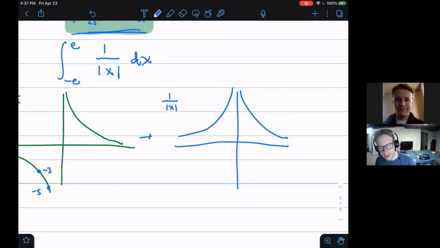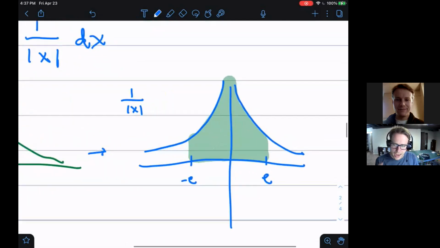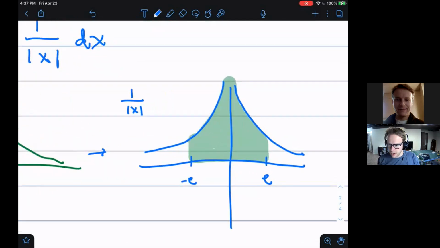And again, we're interested in this area from -e to e. So we're interested in what this area right here sums up to. And so this is where I was talking about that if you don't have a continuous function, in this case, we have an asymptote at x equals 0, then this is one of our cases where you have an improper integral. Because we're integrating across this discontinuity, that's what makes it an improper integral.